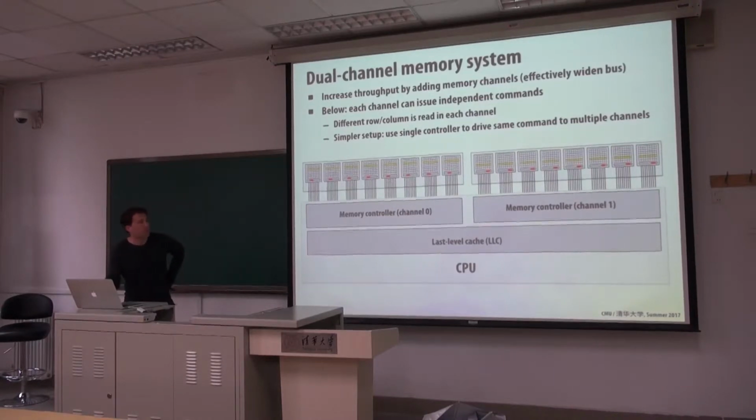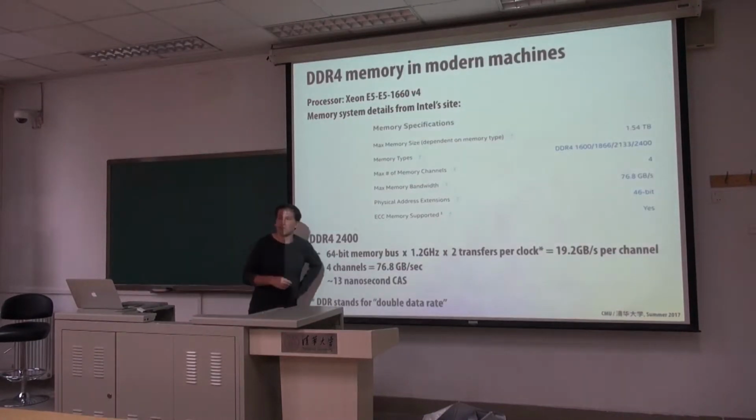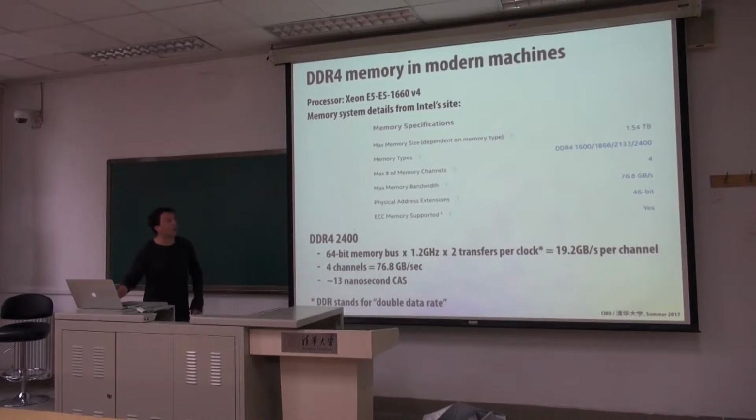So I went onto Intel's website and looked at the specification for a processor that was recently purchased for one of the computing labs at CMU. We bought this particular Intel processor, Xeon E5 v4. That doesn't matter, but if I go on the Intel website, you can get the specifications for that processor. The maximum memory size would be 1.5 terabytes. The memory controller can address up to 1.5 terabytes of memory if you happen to want to put that in your computer.